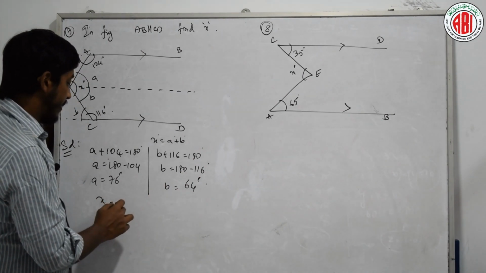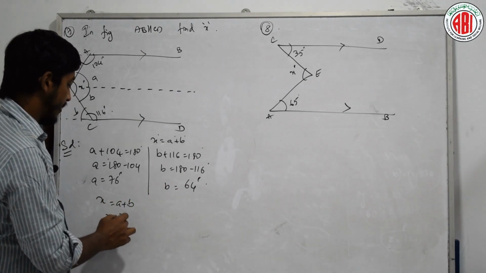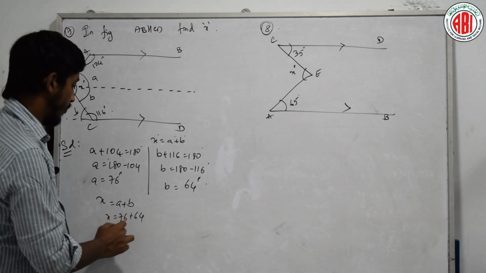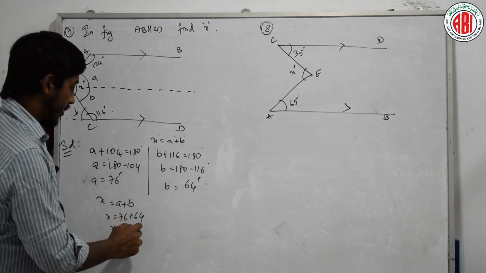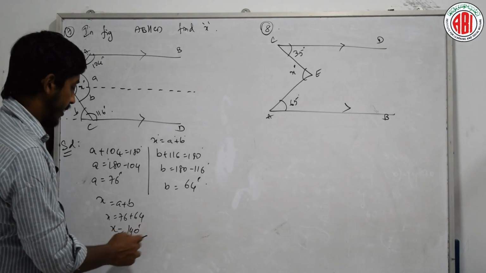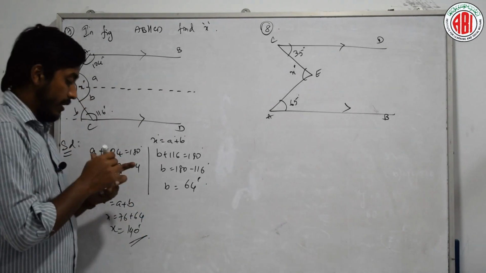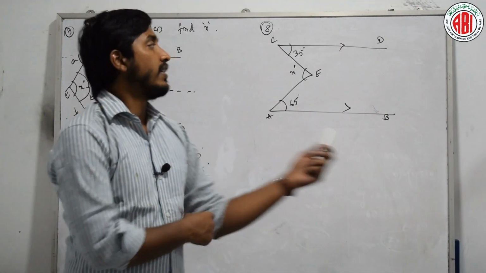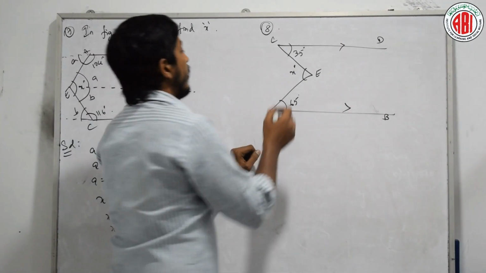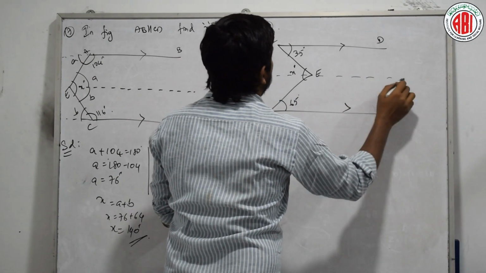Therefore, x is equal to A plus B, that is x is equal to 76 plus 64, that is nothing but x is equal to 140 degrees. This whole thing is 140. Yes or no? Similarly, see here, you can do it in the same way.